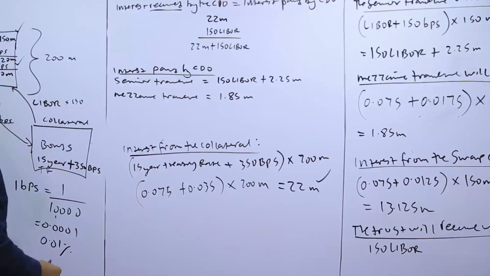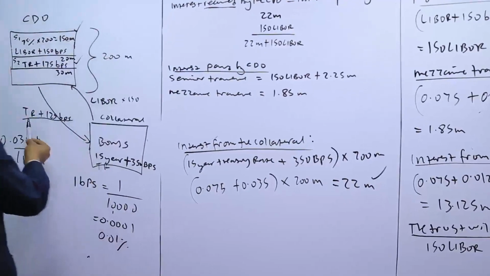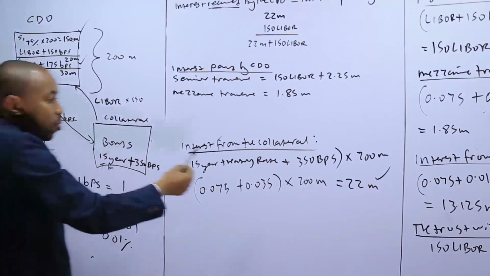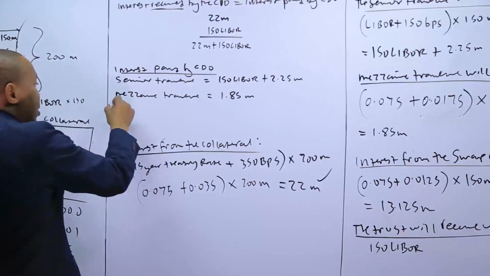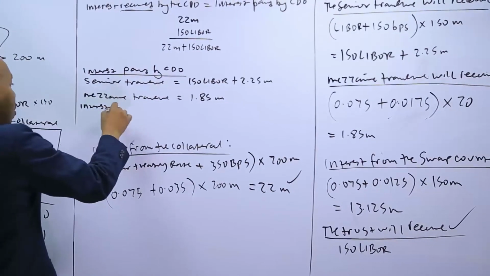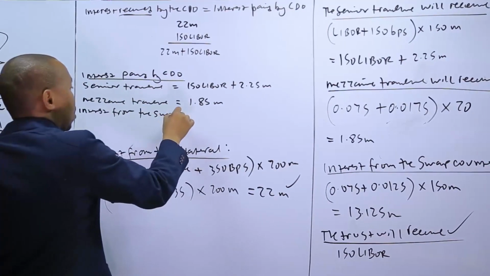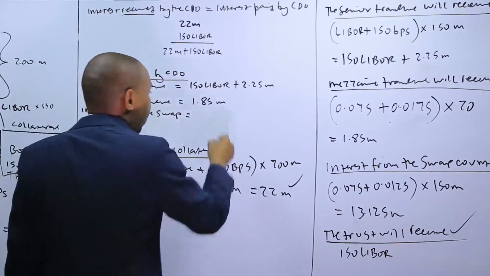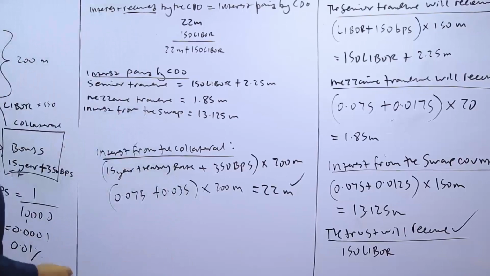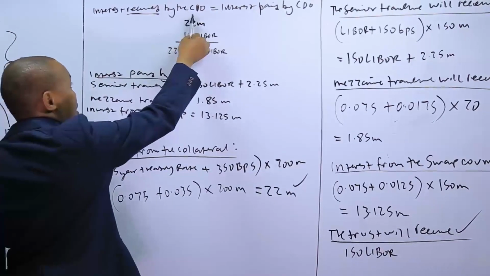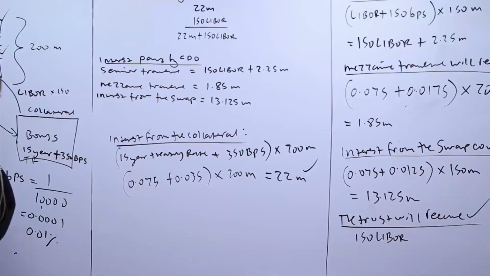Now the interest from the swap counterparty, what is coming from the CDO over here, is the treasury rate plus 125 basis points, which relates to that value over there, 13.125. So interest from the swap is 13.125 million, like that. Now interest paid by the CDO is like that.